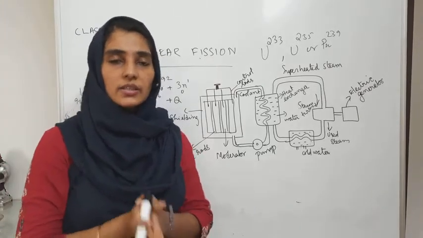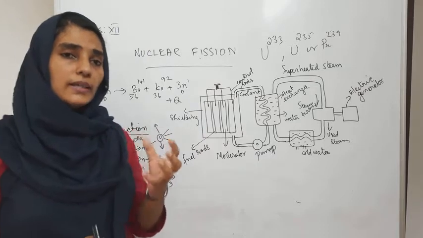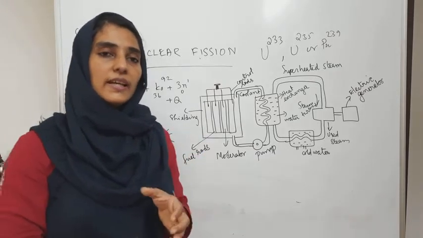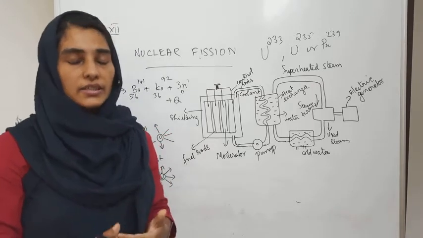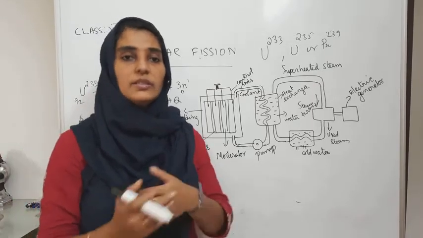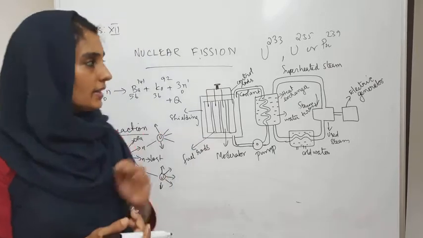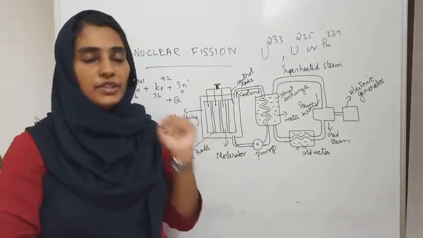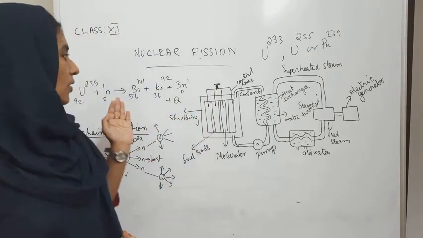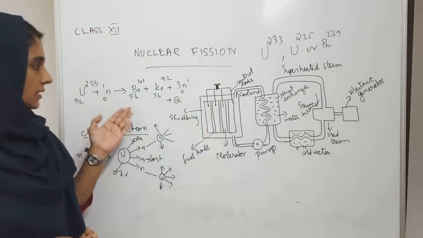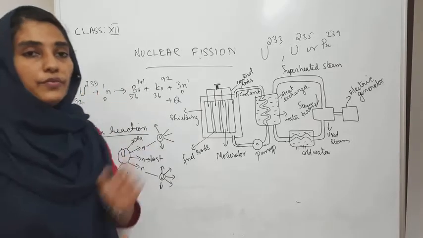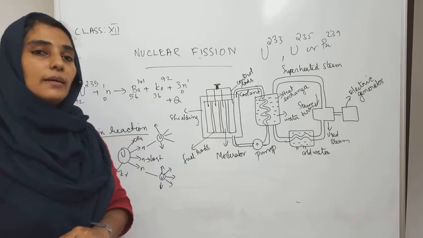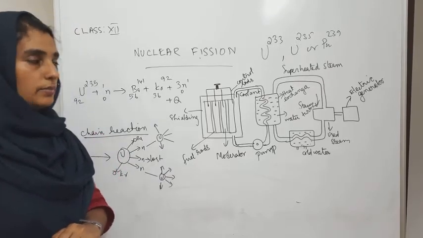A chain reaction is one in which the product coming out of the first reaction will initiate further reactions, and it will go on indefinitely. So this is known as a chain reaction. In the case of a nuclear fission reaction, let us first take uranium 235, which undergoes fission when slow neutrons or thermal neutrons come and bombard the uranium 235.